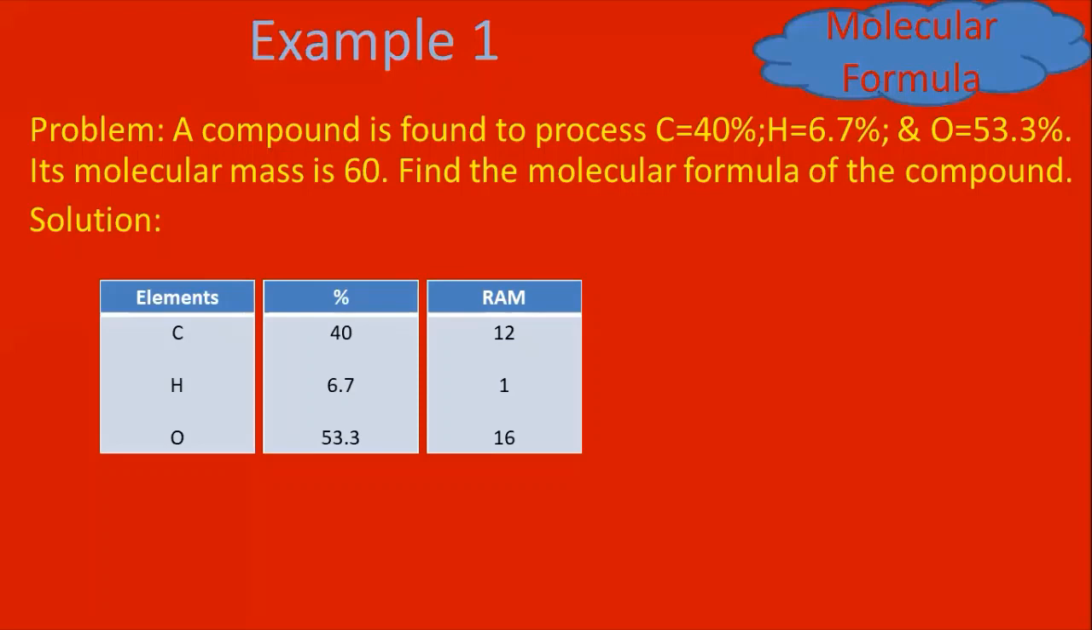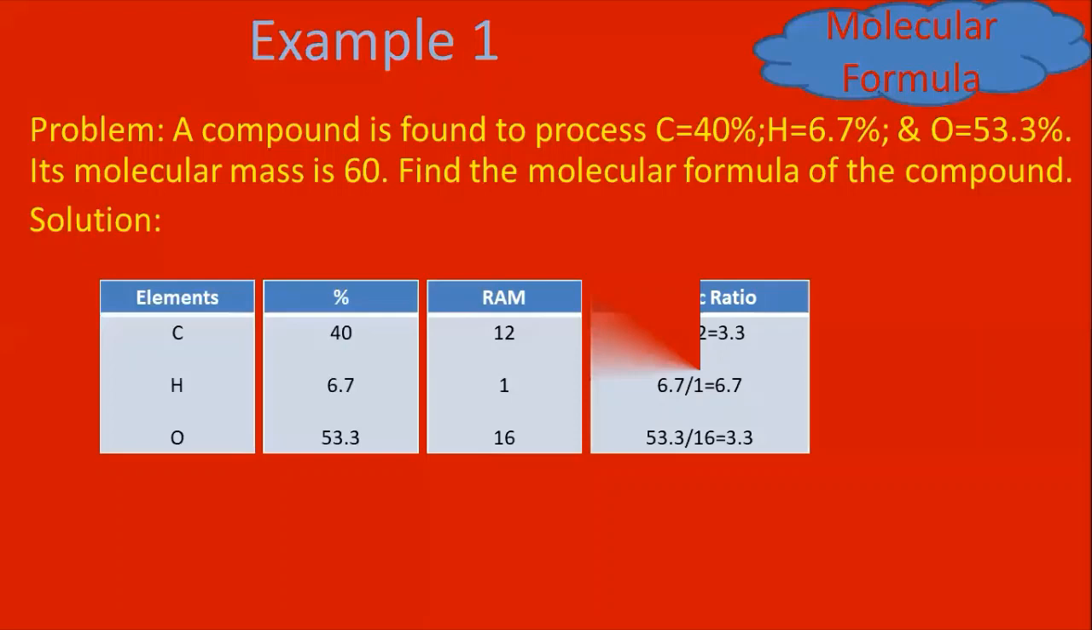The second step is to divide the percentage composition by RAM. So you can find here, first, 40 divided by 12 is equal to 3.3. Secondly, 6.7 divided by 1 is equal to 6.7. And finally, 53.3 divided by 16, which is equal to 3.3.